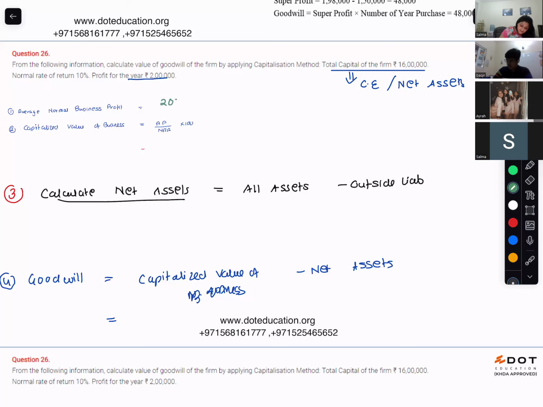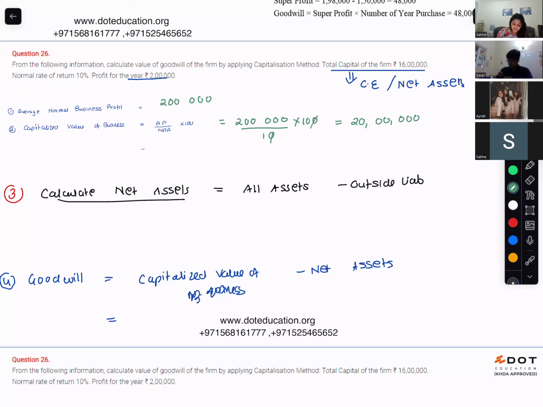Now the capitalized value of the business. It will be 2 lakhs divided by the normal rate of return 10, multiplied by 100. So the capitalized value of the business is how much? This becomes 20 lakh. Okay.